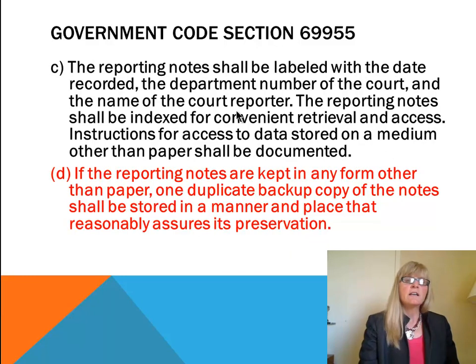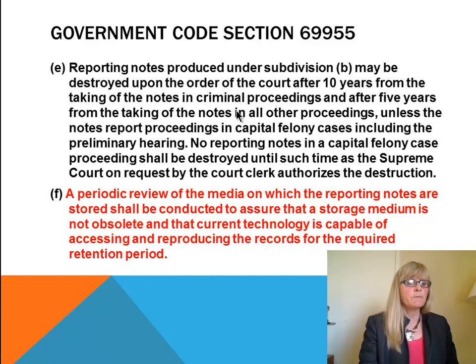69955 subsection (d) additionally requires that a duplicate backup copy of the notes be stored in a manner and place that reasonably assures its preservation, what I call redundant backup. We'll get into that shortly. Additionally, under subsection (f), a periodic review by you as the official reporter must be made to make sure that the storage medium is not obsolete and that current technology is capable of accessing and reproducing the records from the required retention period. This is a topic for another YouTube video, but I just want to point that out now.